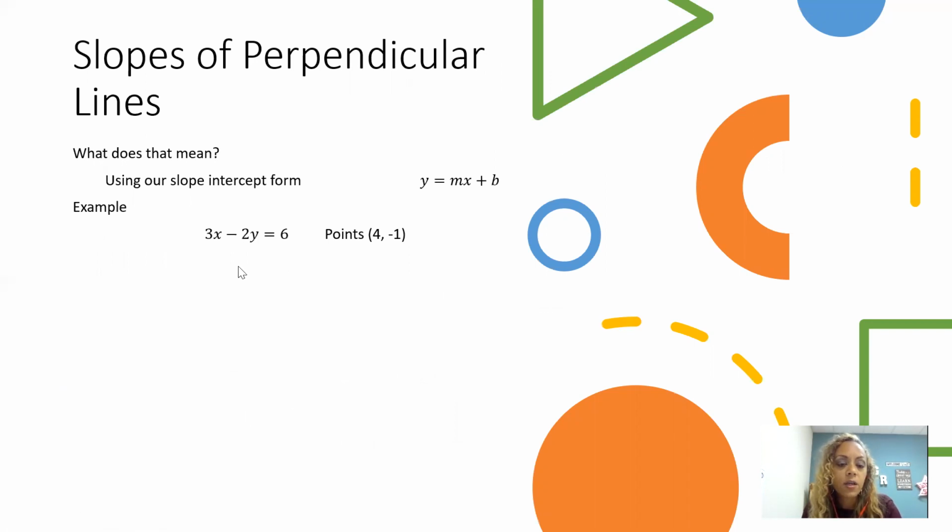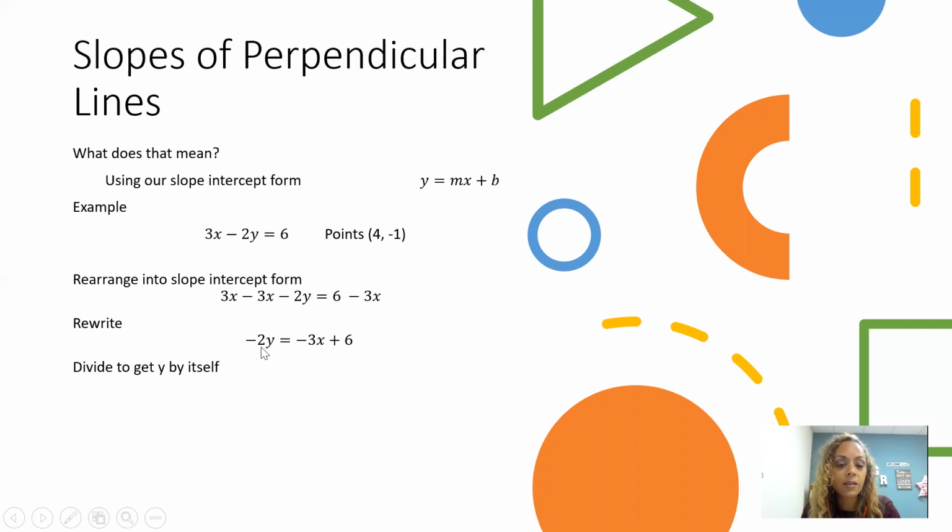We have an equation, 3x minus 2y is equal to 6, and we have the point (4, -1). We're going to rearrange into slope-intercept form. First we're going to get rid of our 3x. We're going to subtract 3x and move it to the other side. Then we rewrite it, making sure we're all on the same page: -2y is equal to -3x plus 6. Now we need to divide to get y by itself, so we divide everything by -2.